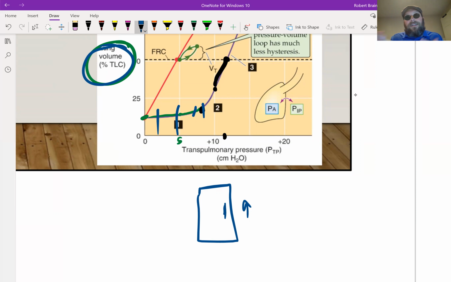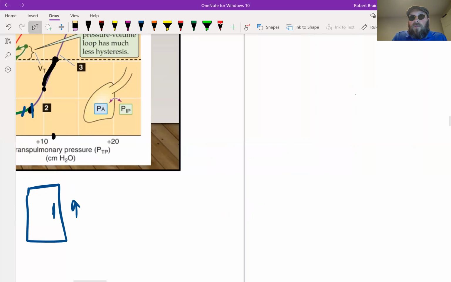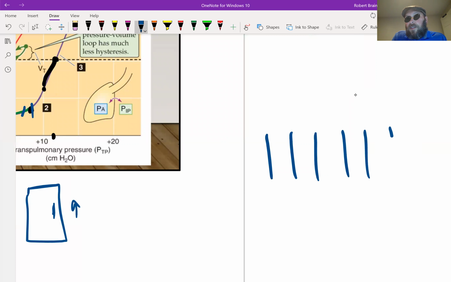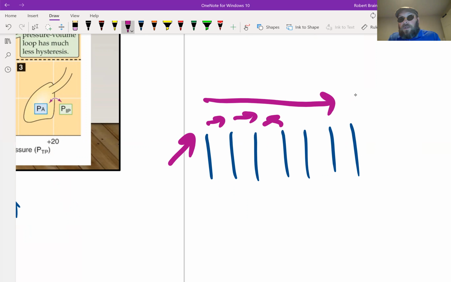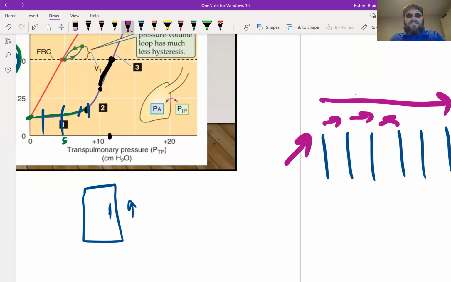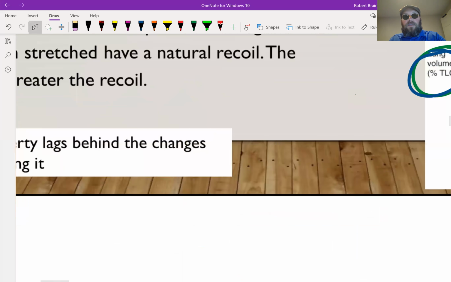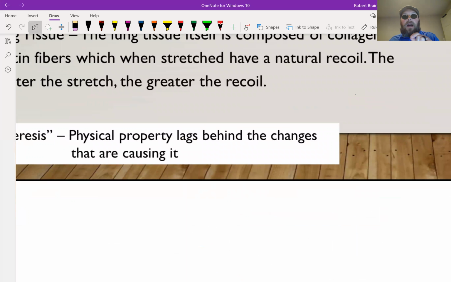Okay, another example is a domino effect, right? So if you've got dominoes, 1, 2, 3, 4, 5, 6, 7 right here, and you knock the first domino over, right? What's the first domino do? Well, it has to knock this one, then this one, then this one, and it has to go through the entire chain before the last one is knocked over, and maybe it rings like a bell. I don't know how to draw a bell right here. There we go. That's a horrible bell, but maybe it dings a bell or something. So from when you started it to when you ended it, there's a lag time there. And that's exactly what we're talking about when we talk about hysteresis. It's when the physical property lags behind the changes that are causing it.